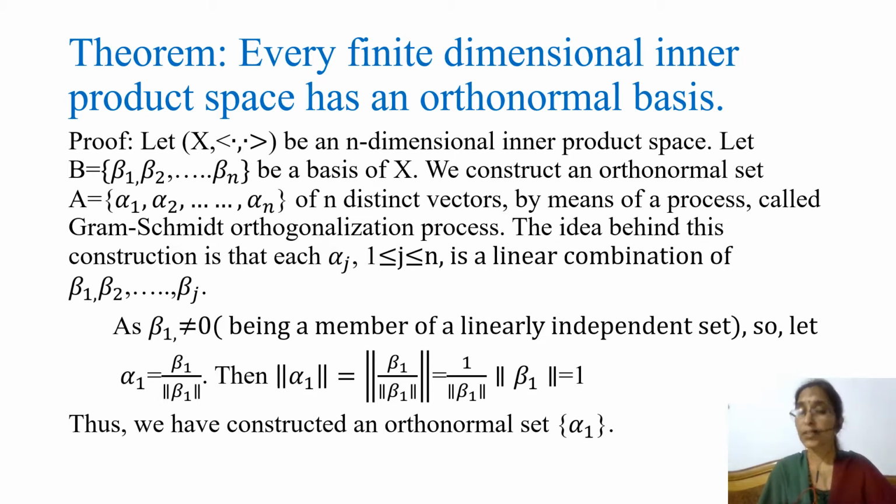And since beta 1 is not equal to 0, the norm of beta 1 is also non-zero. So we can define a vector alpha 1 equal to beta 1 divided by the norm of beta 1. Then the norm of alpha 1 is clearly 1. Thus, we have constructed an orthonormal set, the singleton alpha 1.